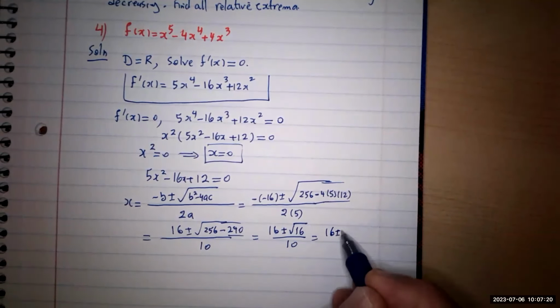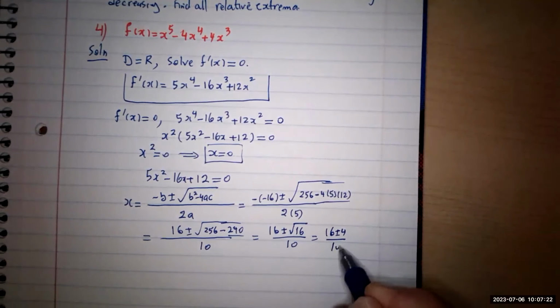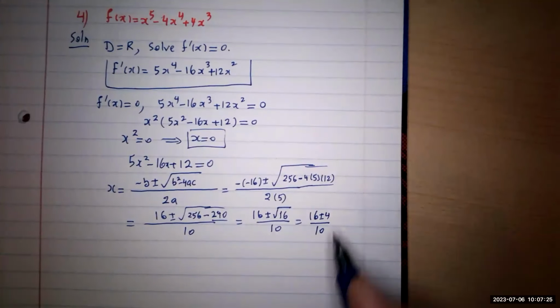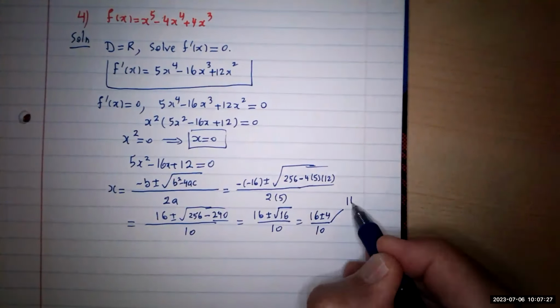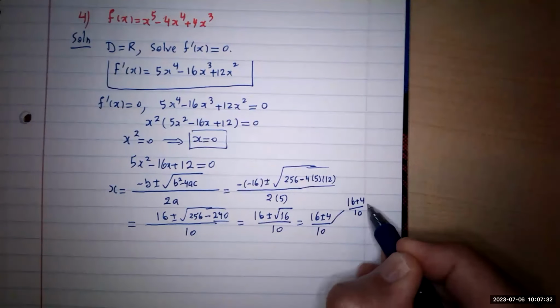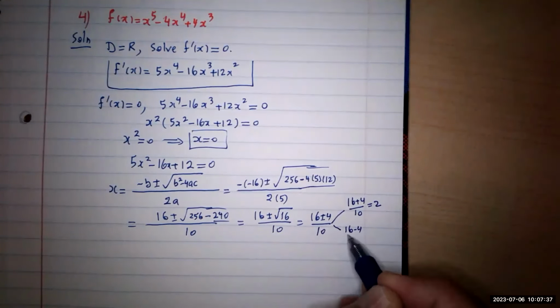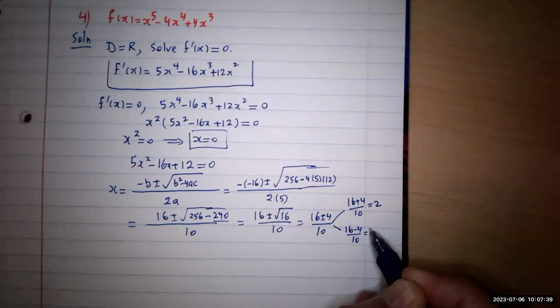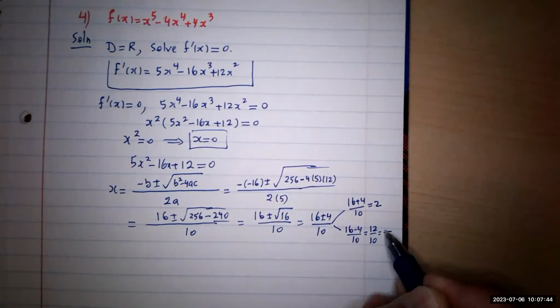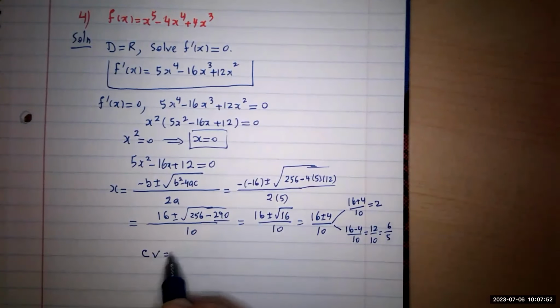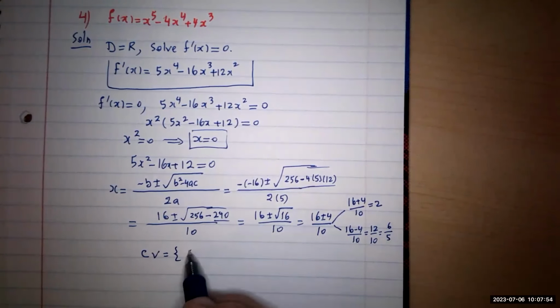So it was factorable, but again, I just did it to show you that, no big deal. So 16 plus 4 over 10 is 20 over 10, which is equal to 2. And this is going to be 16 minus 4 over 10, which is going to be 12 over 10. And if you simplify it by 2, that gives you 6/5. So we have two critical values. The critical values are going to be 2 and 6/5.